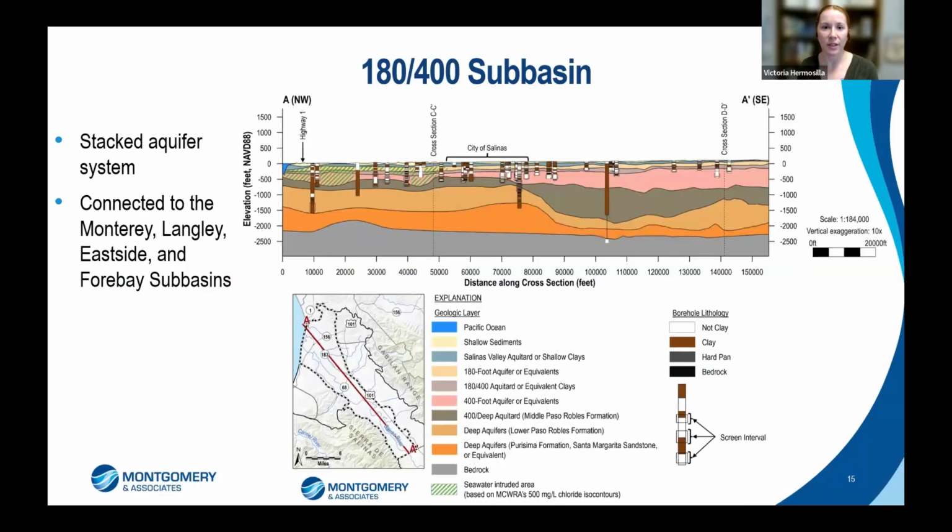Moving to the 180-400 subbasin, this is that coastal stacked aquifer system many folks are familiar with. This system is very well connected to the Monterey, Langley, Eastside, and Forebay subbasins. And this is generally the direction of groundwater flow in the subsurface. This is a cross section that goes down the axis of the valley here.